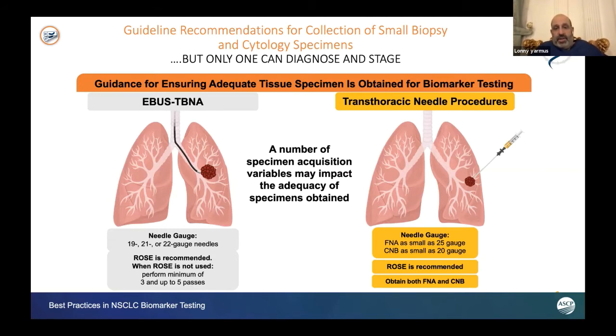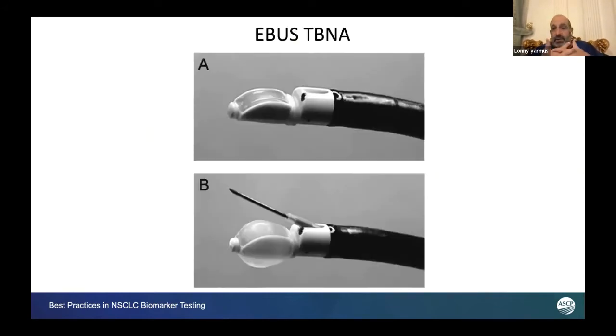One of the big pieces that you'll see in all of these guideline recommendations is that ROSE is recommended when available. And for us, it's an incredibly important, if not the most important aspect of our procedure, because it allows instantaneous feedback to ensure that we have an adequate sample, that we understand the degree of necrosis in that sample, and that we're able to achieve an adequate specimen for biomarker analysis. We're able to do that with EBUS, and just briefly, for those not familiar, this is the scope. It's a very small scope. It's about the size of a pen. And at the tip there in panel A is the ultrasound probe. And then you can see through the working channel, we're able to put a needle right down through the airway.